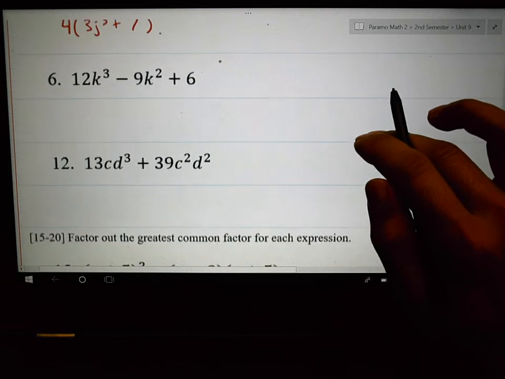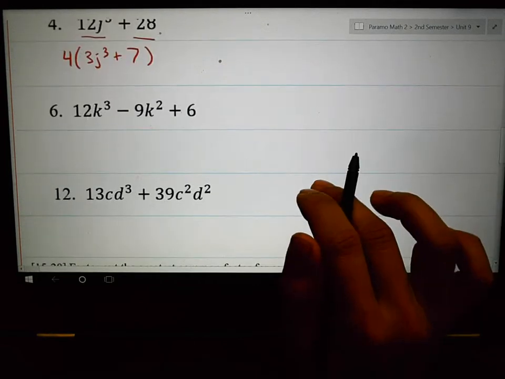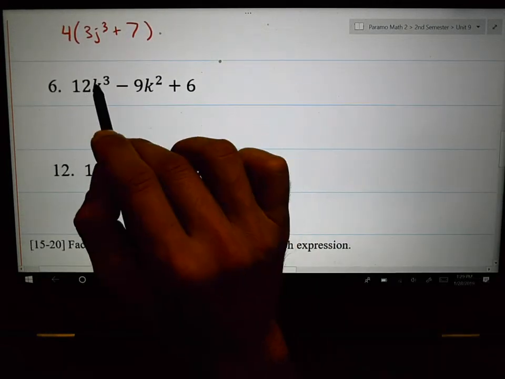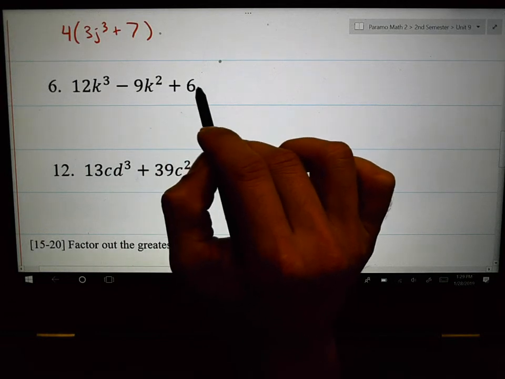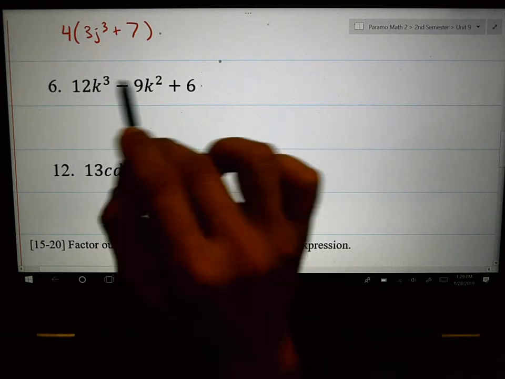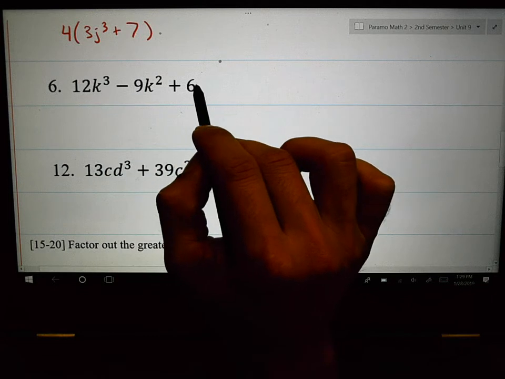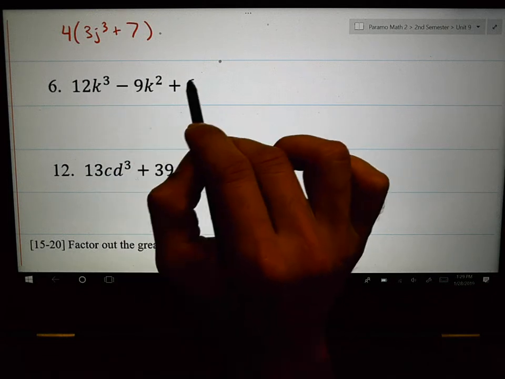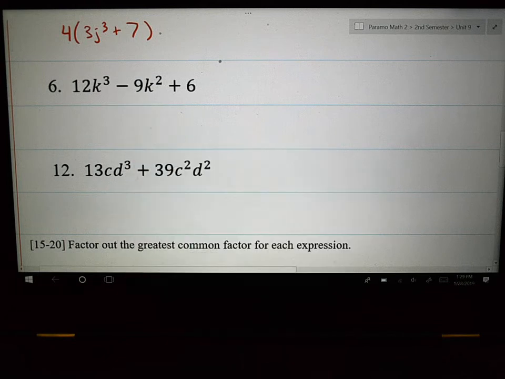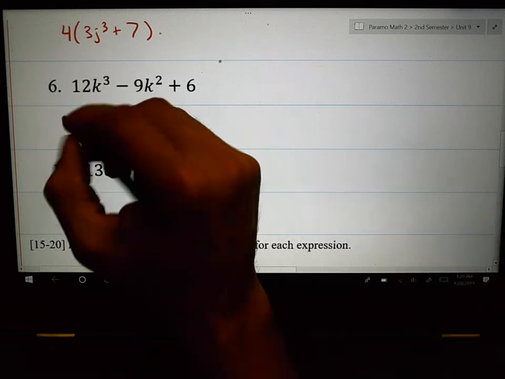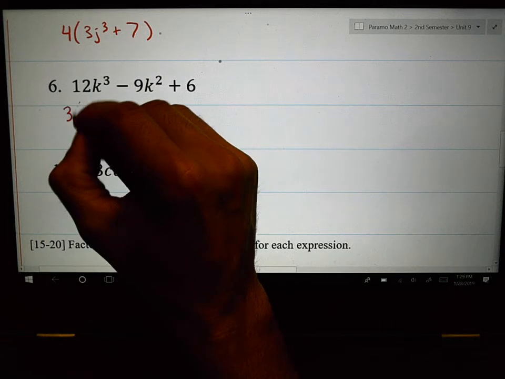Number 6. So we're still doing GCF factoring. This has a k to the third. This has a k to the second. This doesn't have any k. So what variables do they have in common? This doesn't have any k's. You cannot factor out a k. So when you look at 12 and negative 9 and 6, you go, what goes into all 3 of those coefficients? I hope you know that your GCF is a 3.